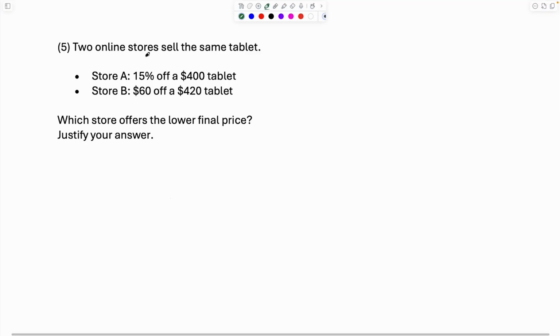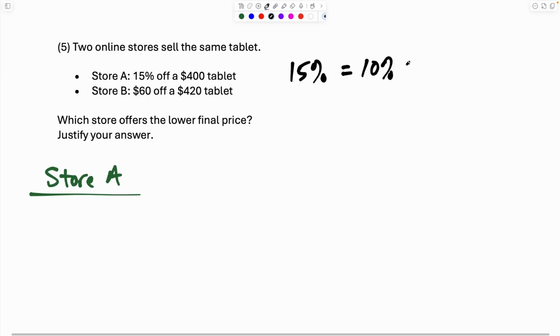Question 5: 2 online stores sell the same tablet. Store A is doing 15% off of a $400 tablet, and Store B is doing $60 off of a $420 tablet. And the question is, which store offers the lower final price? And we have to justify our answer. So for this question, let's go ahead and show the work for Store A over in this section. And for this one, I'm going to use anchor percents. So I'm going to think of 15% as 10% plus 5%. Okay, so that's how I want to think about 15%.